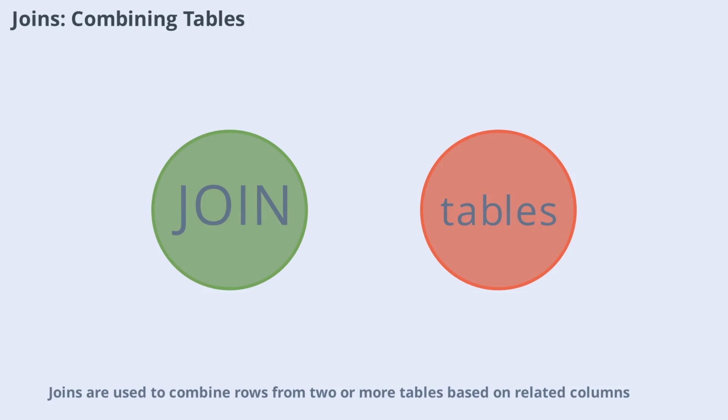Joins are used to combine rows from two or more tables based on related columns. The most common types are inner join, left join, right join, and full join. Understanding how to use joins is critical for working with normalized databases and answering multi-table interview questions.